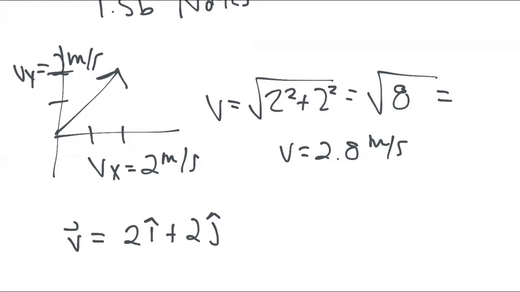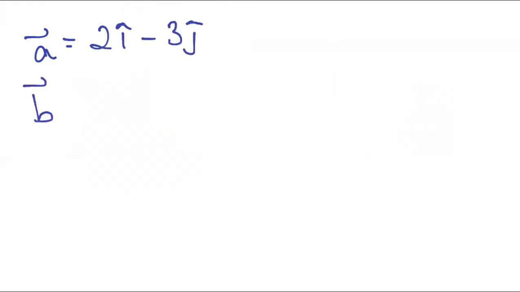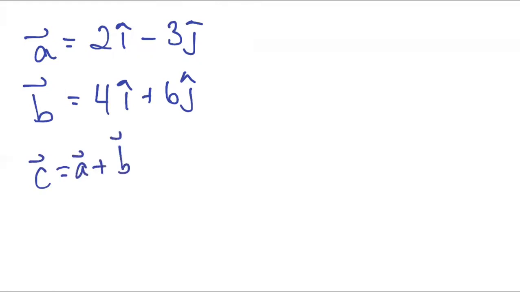So now I want to lead into, if we have a vector and another vector and another vector, how can I add up the vectors? How can I add and subtract these vectors using this unit vector notation? So let's start by saying vector A is 2i minus 3j. Vector B is 4i plus 6j. And let's say that C is A plus B.